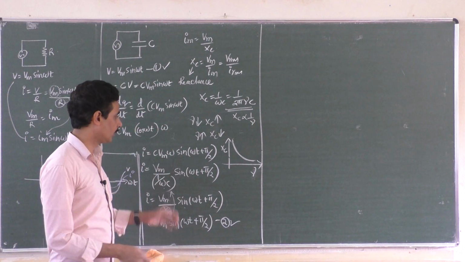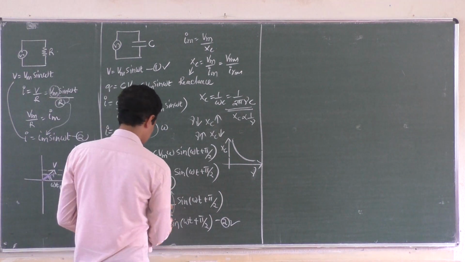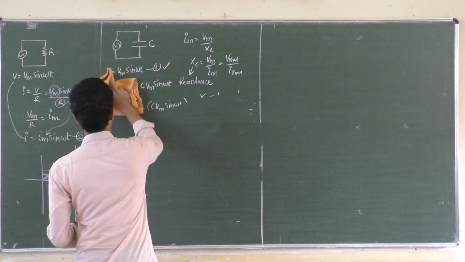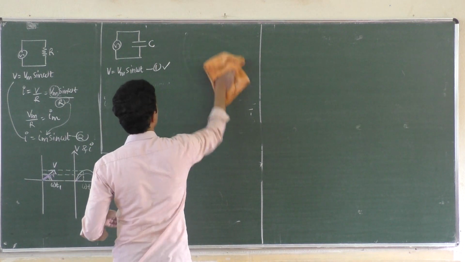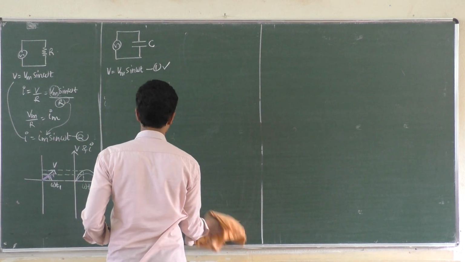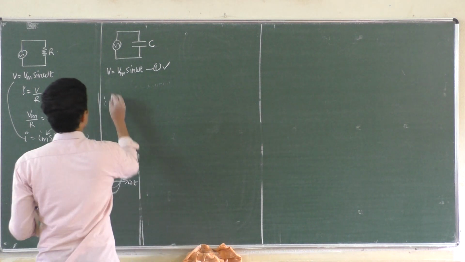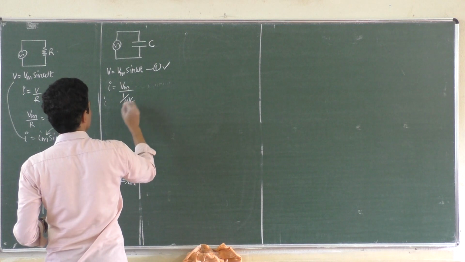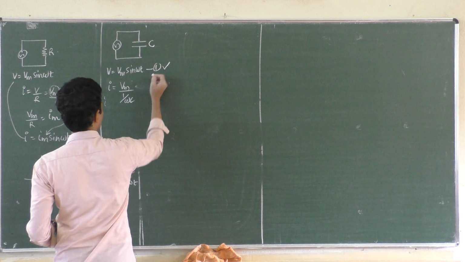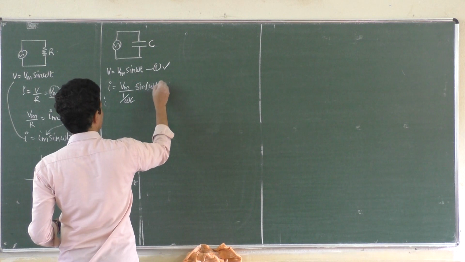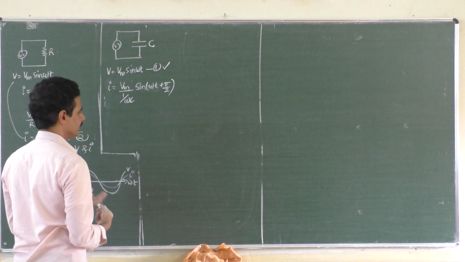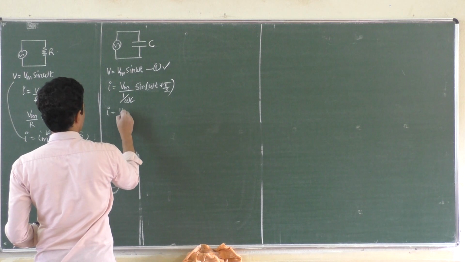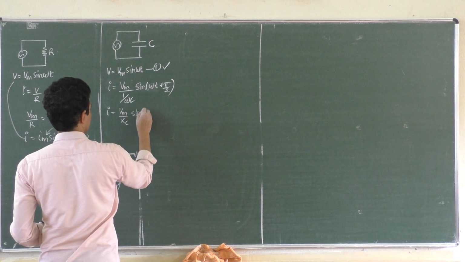Now that I think I can rub this. This also I'll try it once again. This is the voltage equation, right? I is equal to, we got it as Vm by 1 by omega c, sine omega t plus pi by 2, and we have got it as I is equal to Vm by Xc sine omega t plus pi by 2.